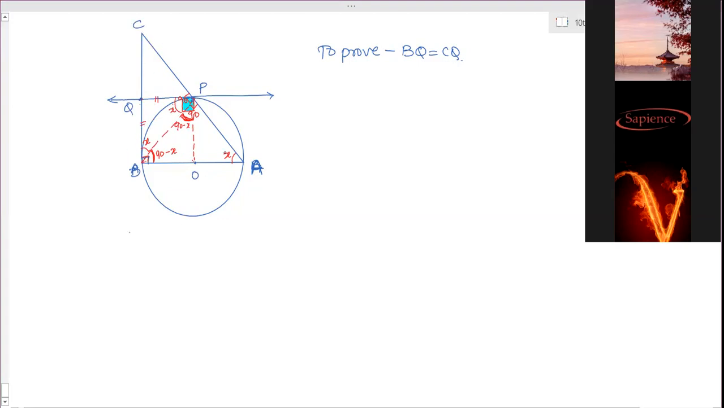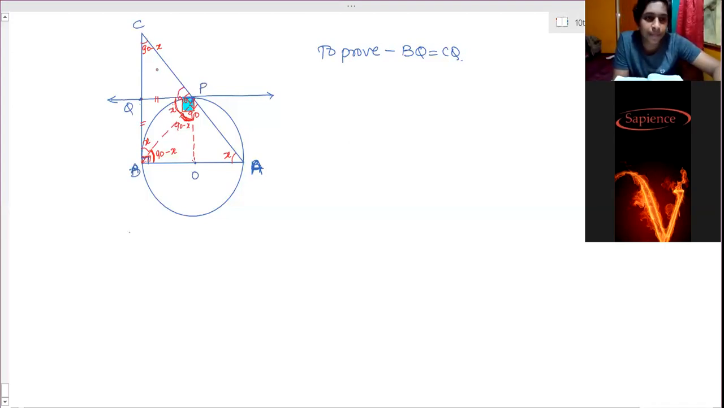Now take triangle ABC. Angle A is x, angle B is 90. So how much is C? 90 minus x. Now this part is x. Then how much is this part? BPC is 90. Out of this, BPQ is x. So how much is QPC? 90 minus x. So this is 90 minus x, and this is 90 minus x.